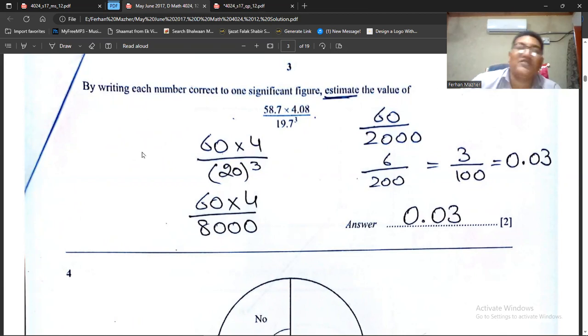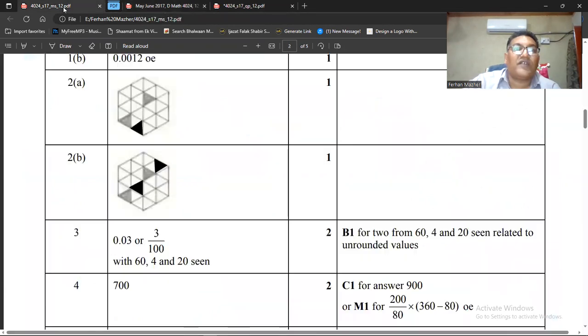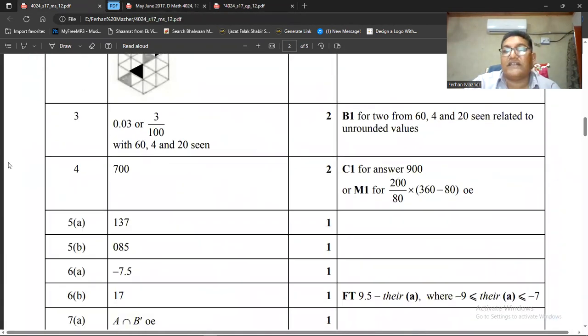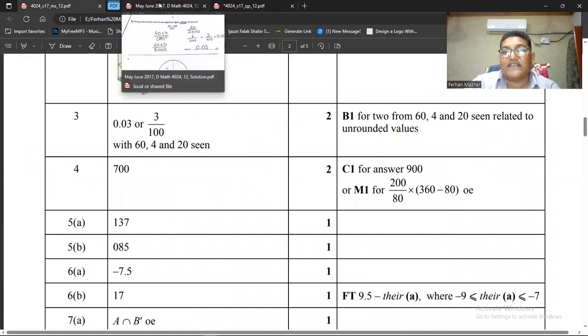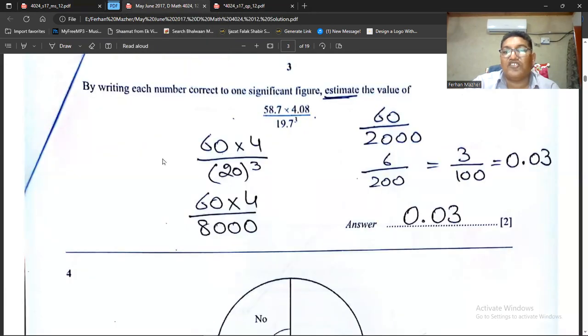That will be 0.03. Here we have adjusted the decimal. So 0.03 is the answer, sir. 0.03 is the right answer. So you can see the answer here. Okay, so this is the solution.